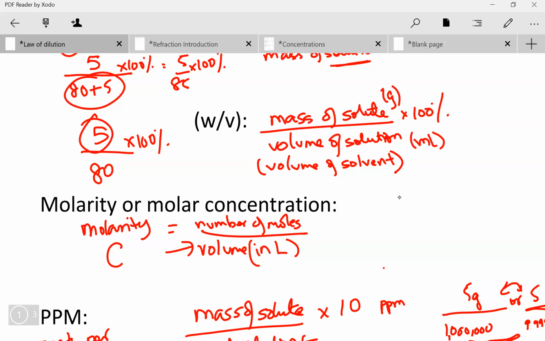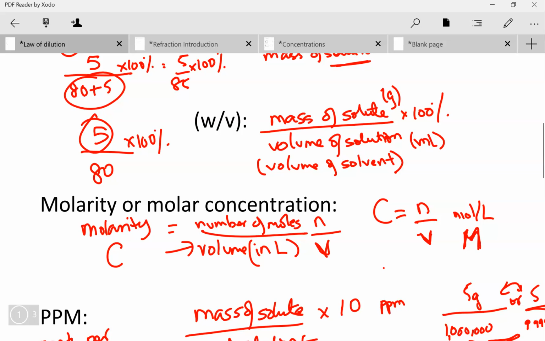by dividing by 1,000. So here, molarity, or molar concentration, is given by the letter capital C. Number of moles we know is little n. Volume we can write as capital V. So we get the formula C equals number of moles divided by volume, and this is the molar concentration. The units of C are in moles per liter, or molarity, capital M.